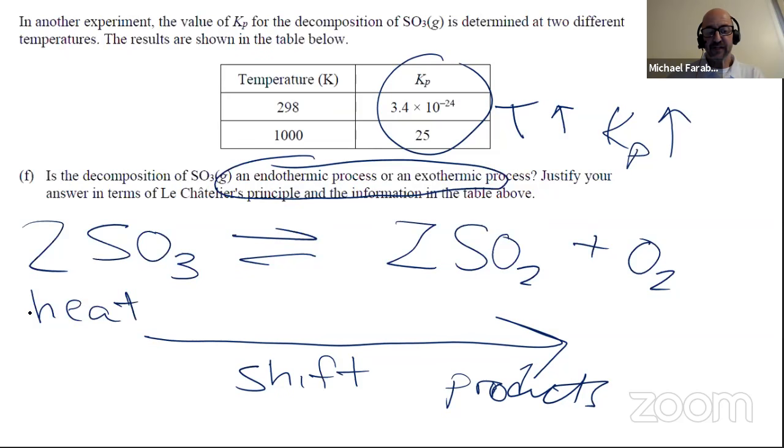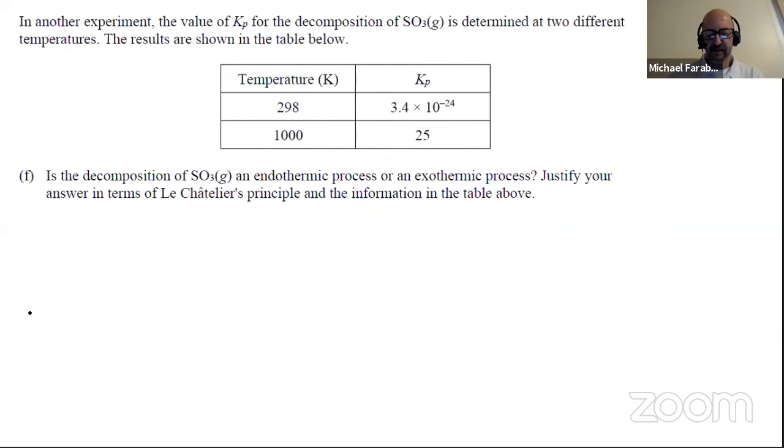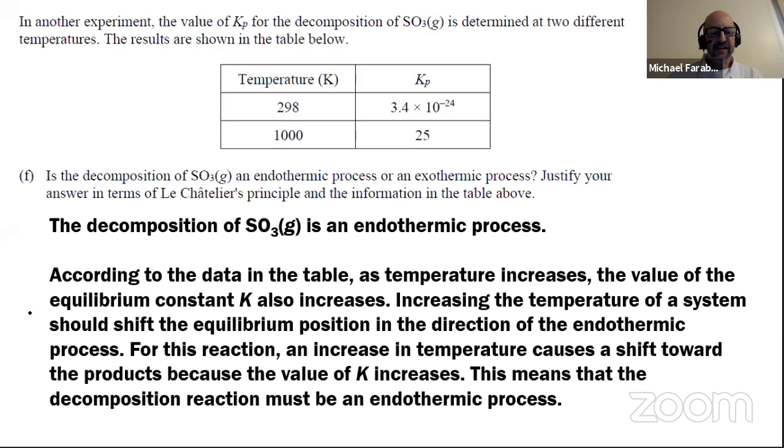So this is the equivalent of adding heat. We're talking about an endothermic process. Here's what I said. The decomposition of SO3 is an endothermic process. According to the data in the table, as temperature increases, the value of the equilibrium constant also increases. Increasing the temperature of a system should shift the equilibrium position in the direction of the endothermic process. For this reaction, an increase in temperature causes a shift toward the products, so it must be endothermic.